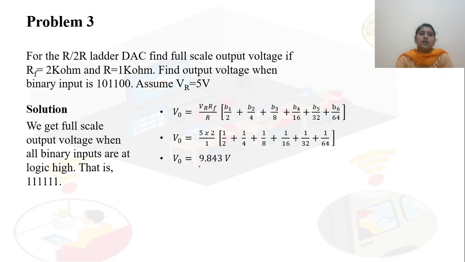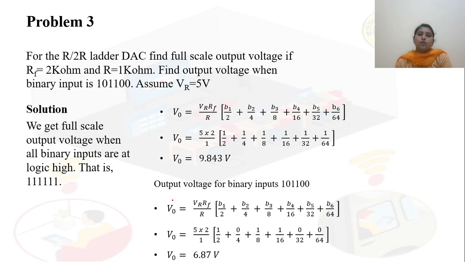101100. We have to find out the output voltage for the application of the binary digital inputs 101100. The same formula we have to use to find the output voltage for this digital input, but in place of B2, B5 and B6 we have to put logic 0.